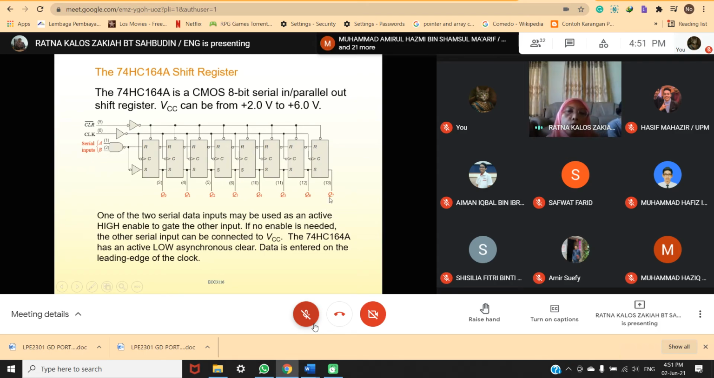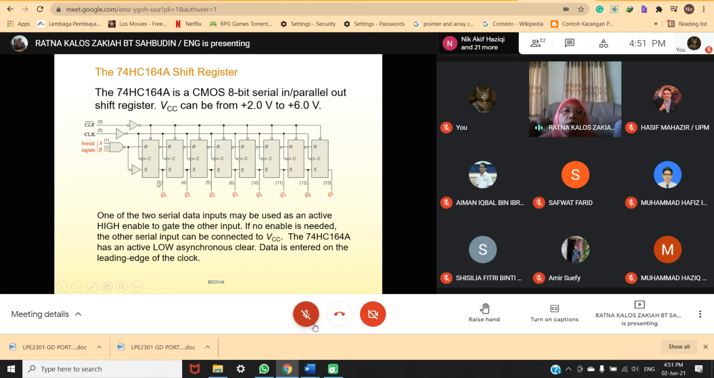One of the two serial data inputs, A or B here, may be used as an active high enable for the other input. If no enable is needed, the other serial input can be connected to VCC. The 74HC164A has an active low, asynchronous clear. Data is entered on the leading edge of the clock.